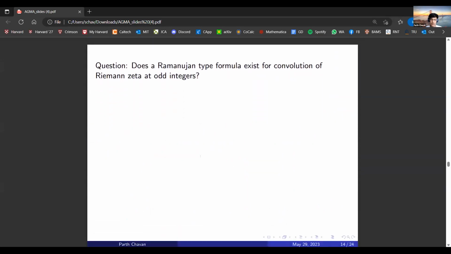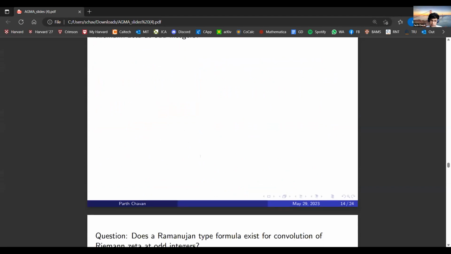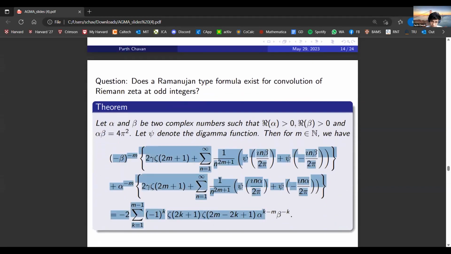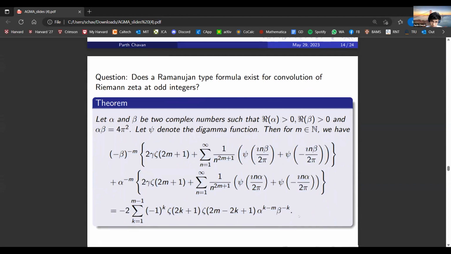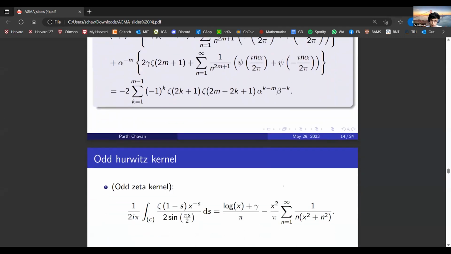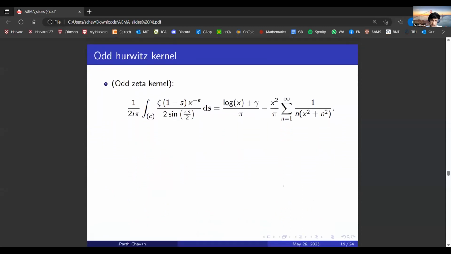Now, a natural question is to find the Ramanujan type formula for convolution of Riemann zeta function at odd integers. It was answered by A. Dixit et al. to be this convolution formula. Now, A. Dixit considers the kernel integral over the real part of s equals 1, zeta of 1 minus s, x to the minus s over 2 sine pi s by 2.